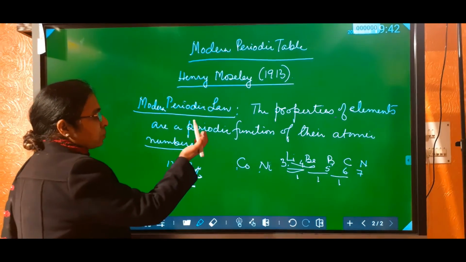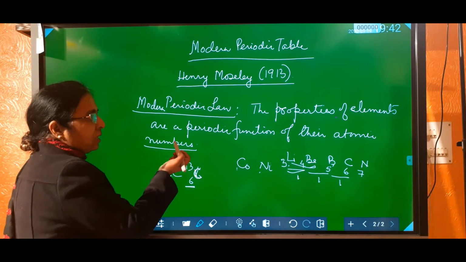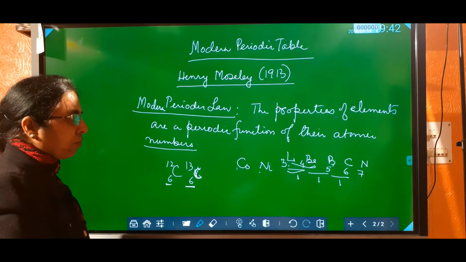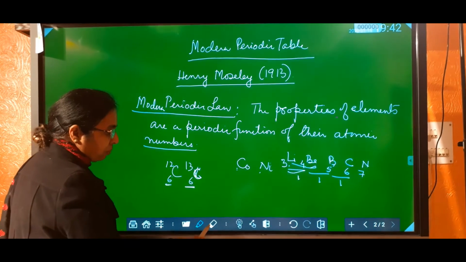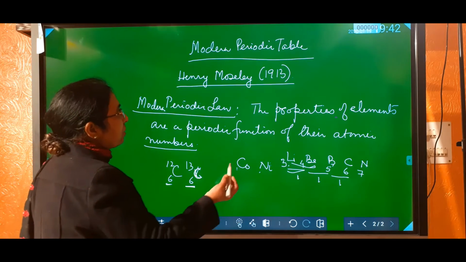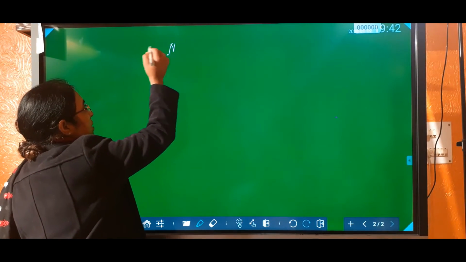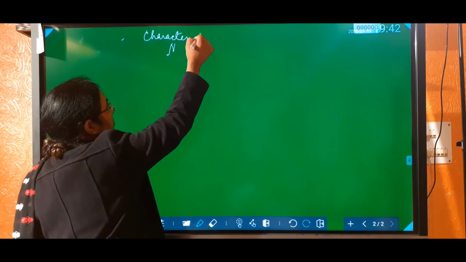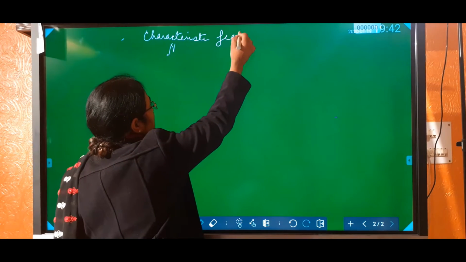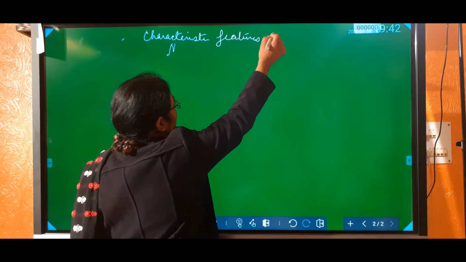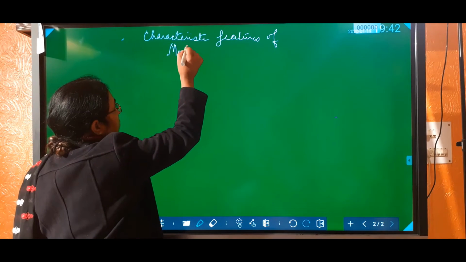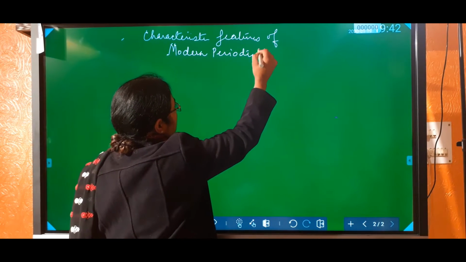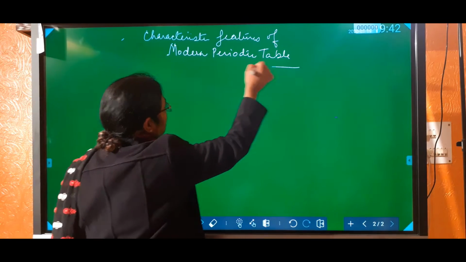So he changed this periodic law, and he said that the properties of elements are a periodic function of their atomic numbers. Now, how does the modern periodic table look? Let us see the characteristic features of the modern periodic table.